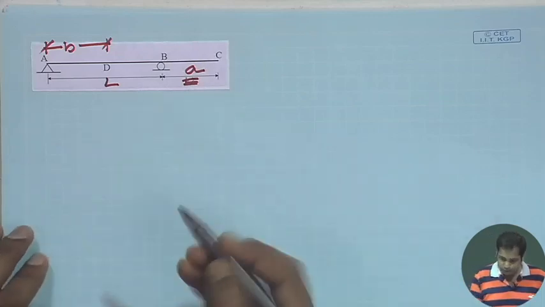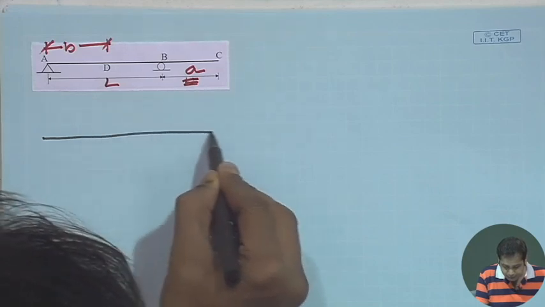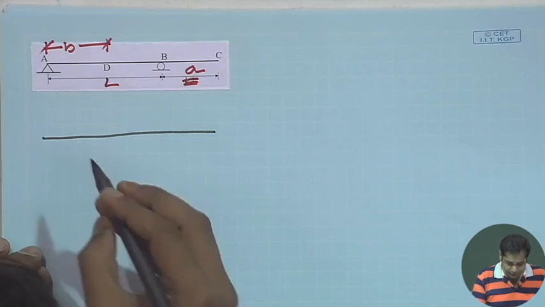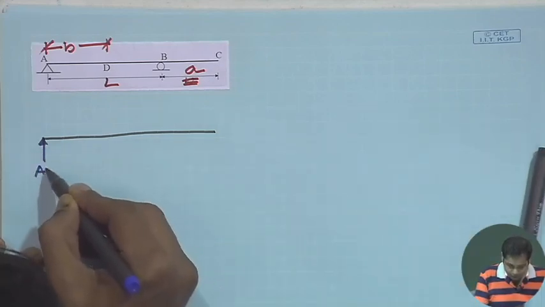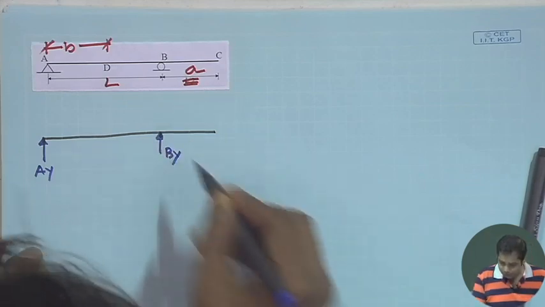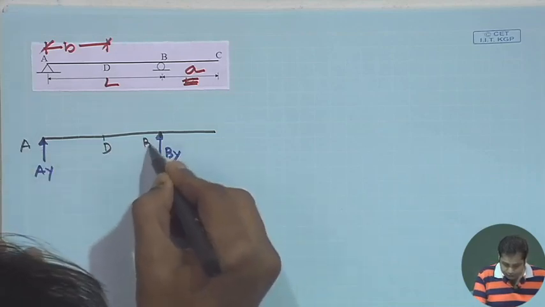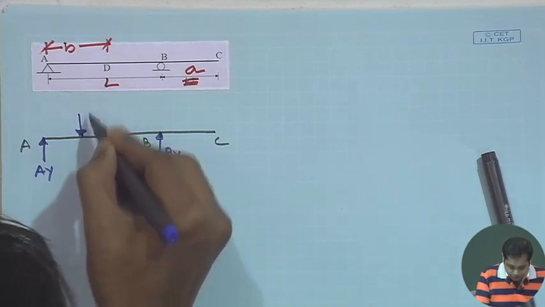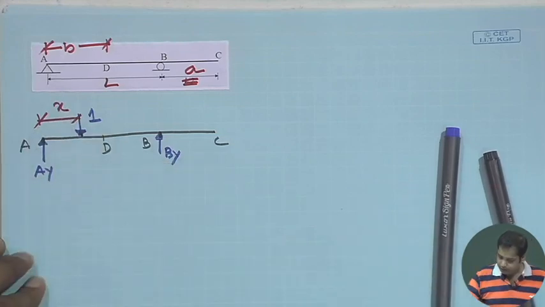Quickly draw the free body diagram of each case. This is the first case. This is AY, and this is BY, with A, D, B, C, and the unit load of 1 is here, at a distance x. So, this is case 1.